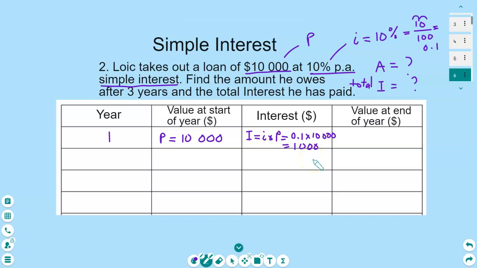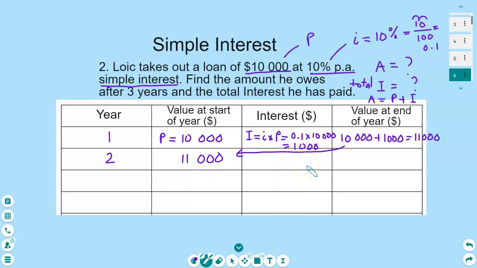Okay. So the value at the end of year 1. Remember that thing that I said about the amount is your principal plus your interest? Okay. So the value at the end of year 1, we're just going to do it for every year. We've got 10,000 add 1,000. And that gives us 11,000. Just going to go year by year. So at the start of year 2, he's got the value at the end of year 1. All right. So he's got 11,000 in his account.